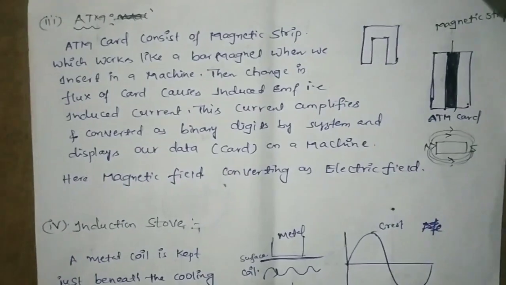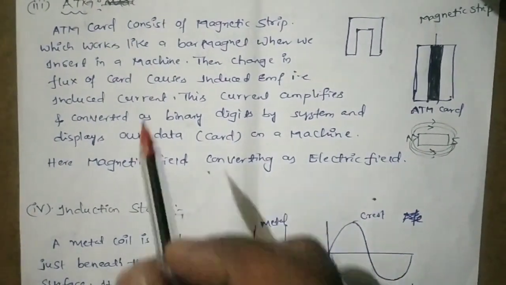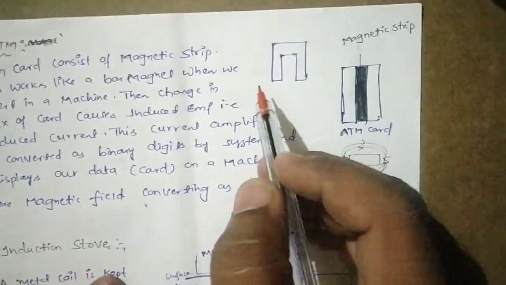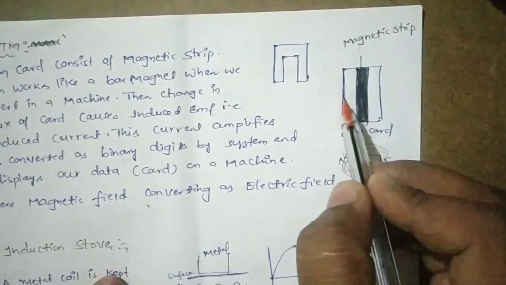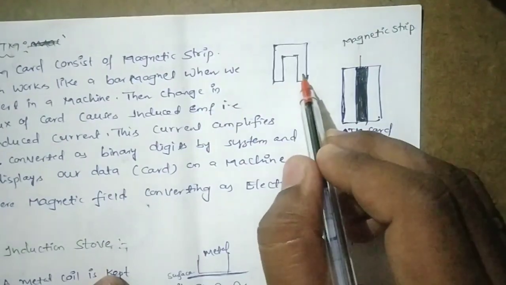Next one. The third one is the ATM machine. In the ATM machine also we will use the applications of Faraday's law. Let us see. In the ATM machine we have a device in which we will insert some ATM card.